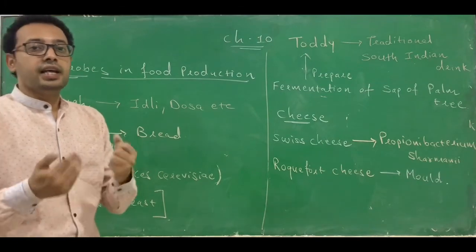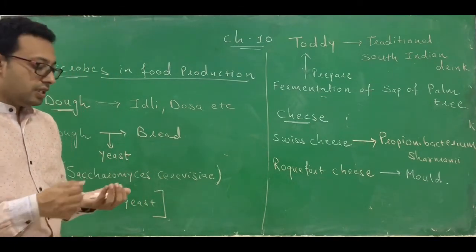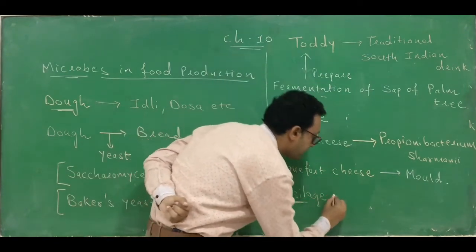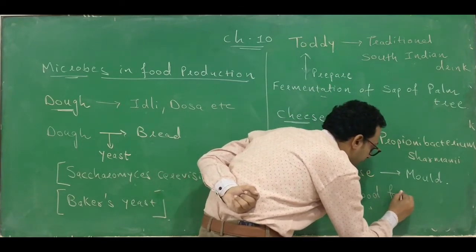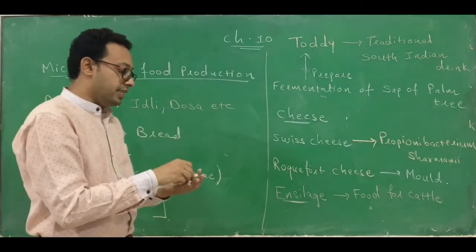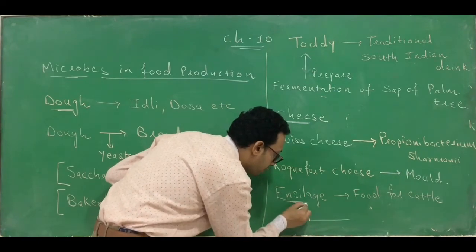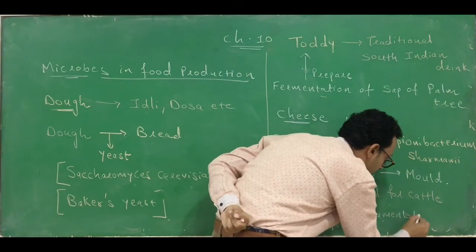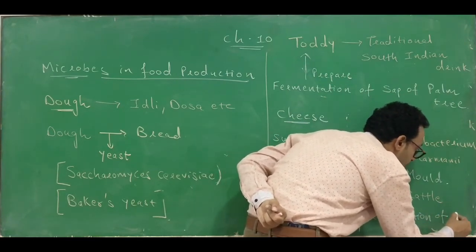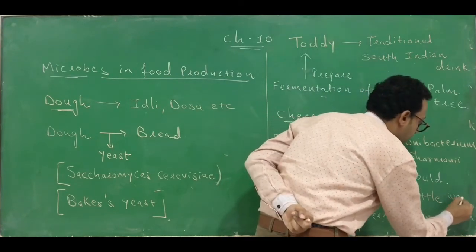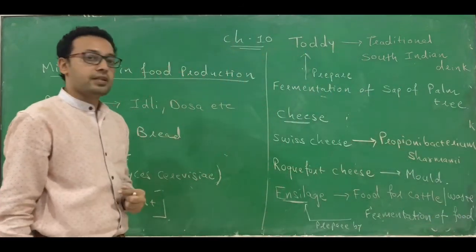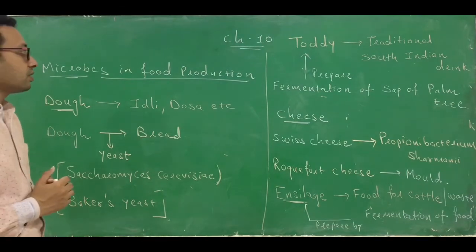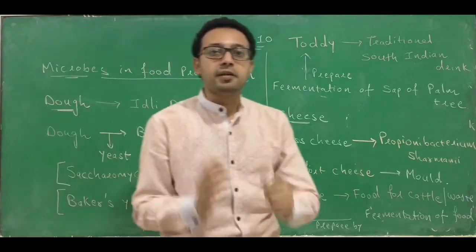Okay, so these are the food products prepared by fermentation by microbes. You can also prepare ensilage. What is ensilage? Ensilage is a food product for cattle. It is prepared by fermentation of waste food. Okay, so these are a few of the food products we can prepare by fermentation. So this is about the role of microbes in the production of food.